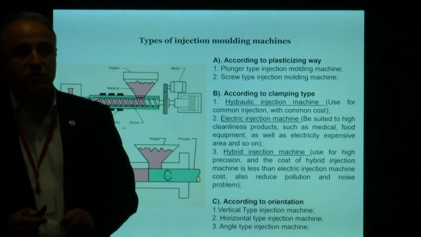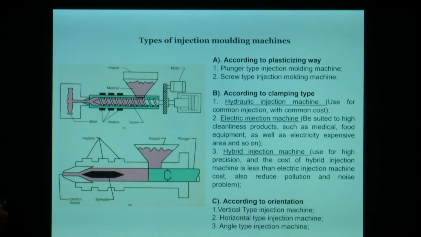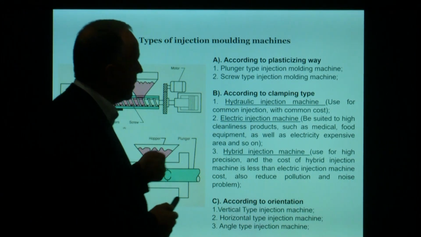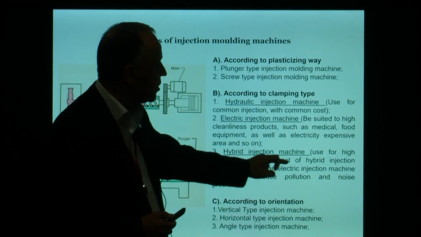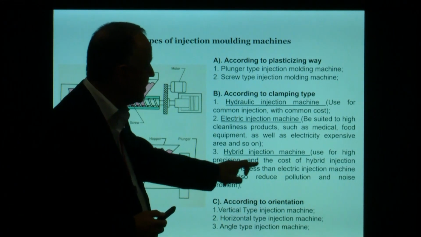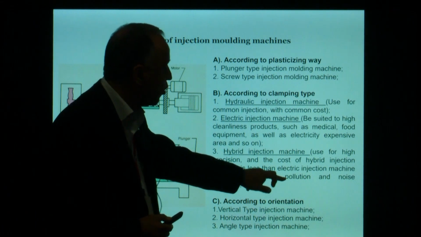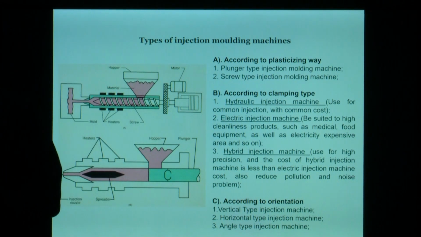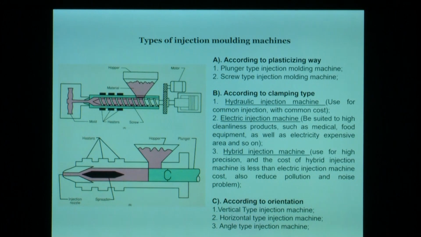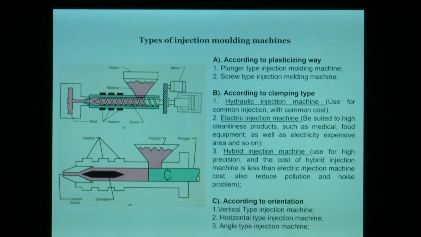Let's say hybrid injection machines are the last generation of injection molding machines, and are used in case of high accuracy. The cost of the hybrid injection machine is less than the electric one, and it also reduces the pollution and of course the noise problem. Because inside the lab, when you use the injection molding machine, of course there is a little bit of pollution.